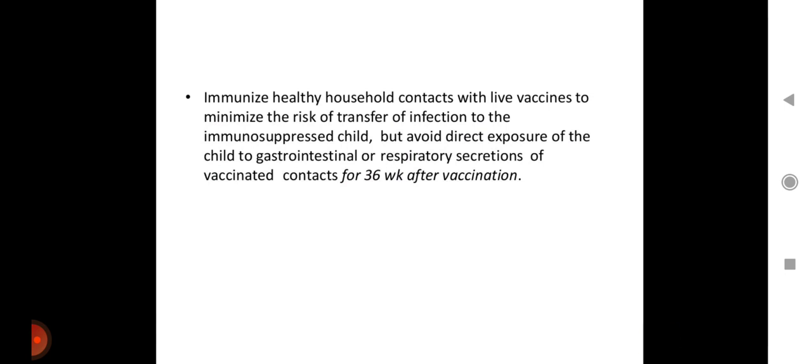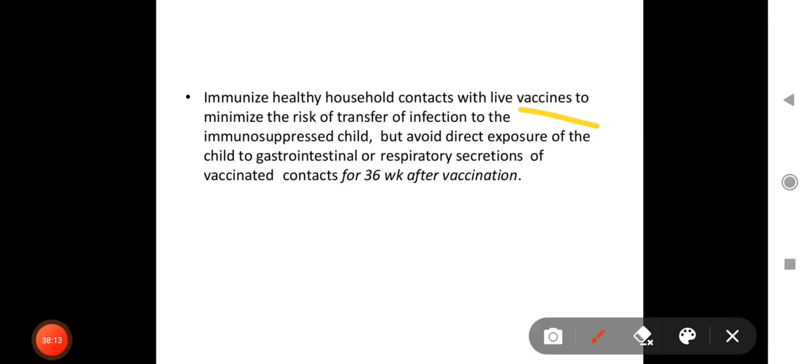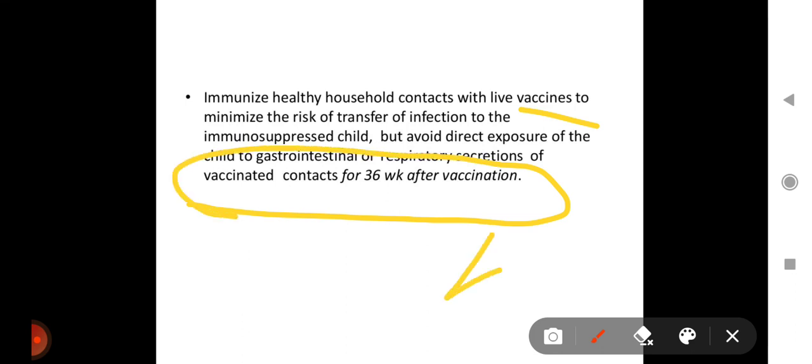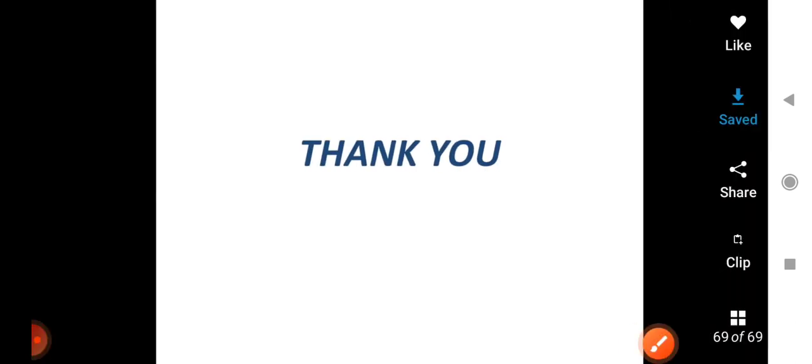So immunize healthy household contacts with live vaccines to minimize the risk of transfer of infections, like if any other children are there in the household, live vaccine to minimize the risk of transfer of infection to the immunocompromised child, but avoid direct exposure of the child to GI or respiratory secretions of vaccinated contacts for 3 to 6 weeks after vaccination. So how long you should avoid contact after vaccination with a live vaccine: 3 to 6 weeks after vaccination.